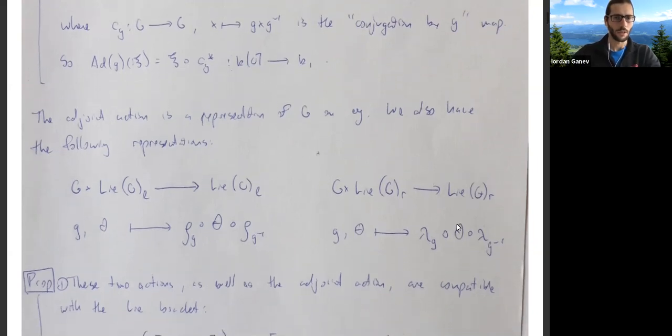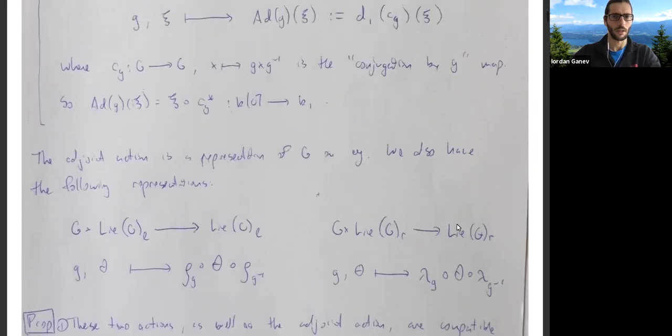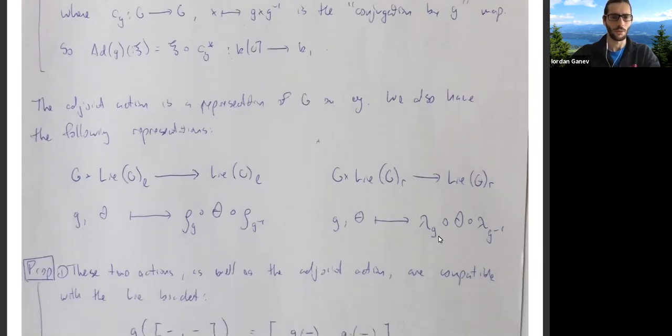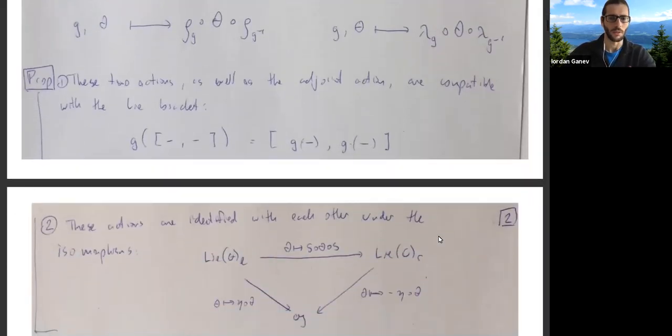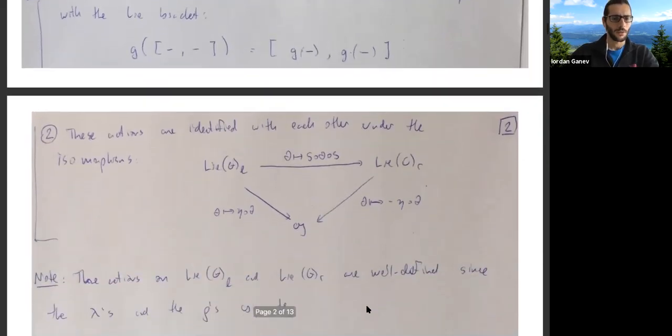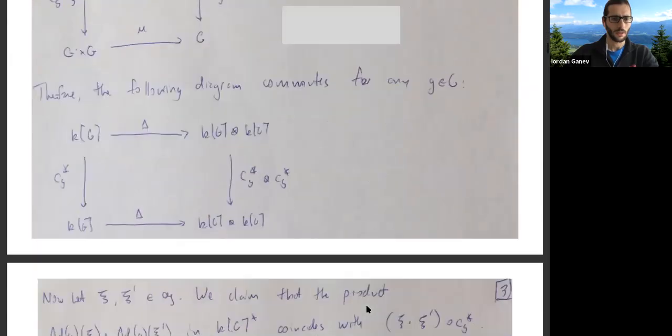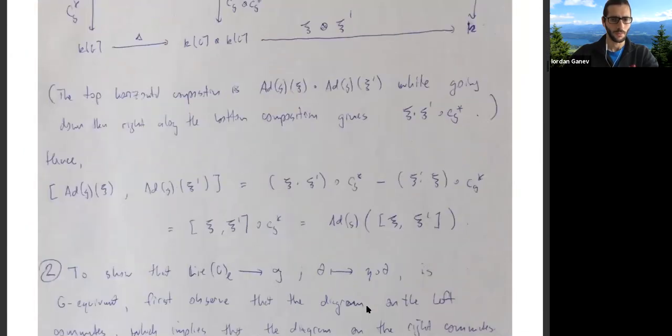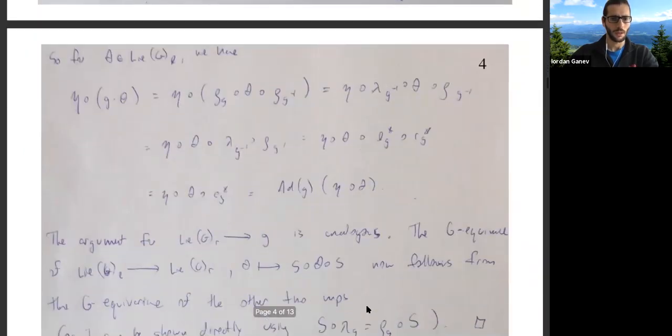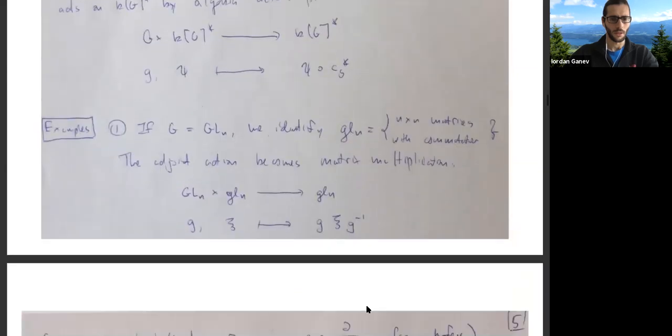So we proved that these three actions are all actions by Lie algebra automorphisms, and that they're all identified when we trace through the isomorphisms between these various Lie algebras. So that's the content of this proposition here. We have these isomorphisms. We went through the proof. And then we had some examples.